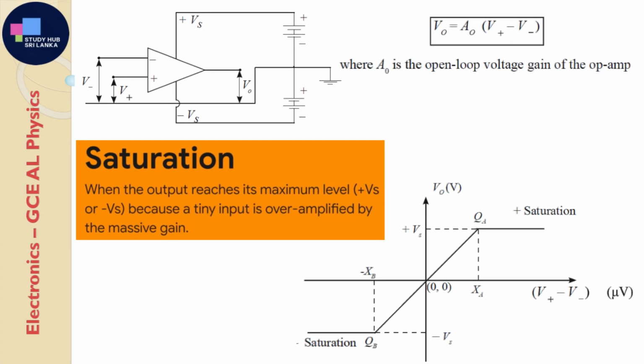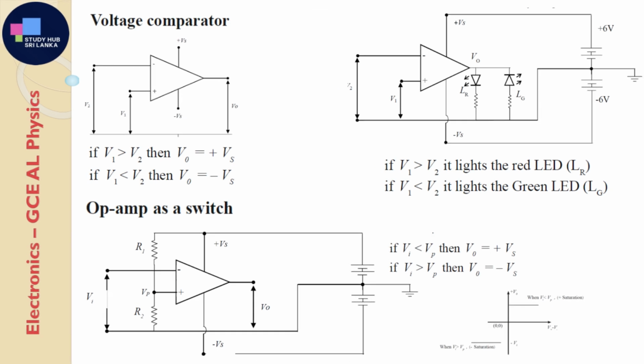With a gain that high, even a microvolt of difference at the input would tell the output to swing to hundreds of volts. But it can't do that. The output can never go higher than its own power supply voltage. So what does it do? It just slams into the maximum positive or negative voltage and gets stuck there. It saturates. At this point, it's not really amplifying anymore. It's just acting like a switch that's either all the way on or all the way off.